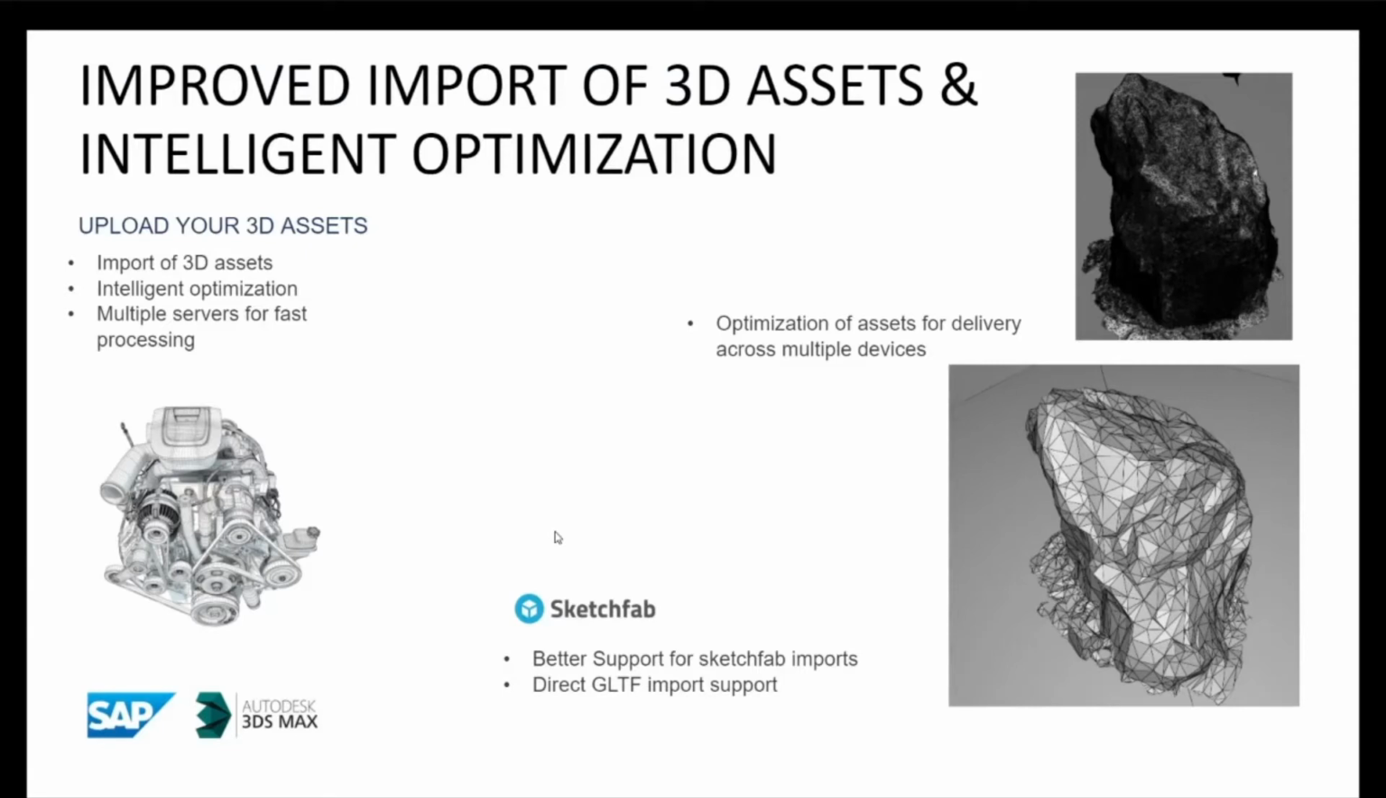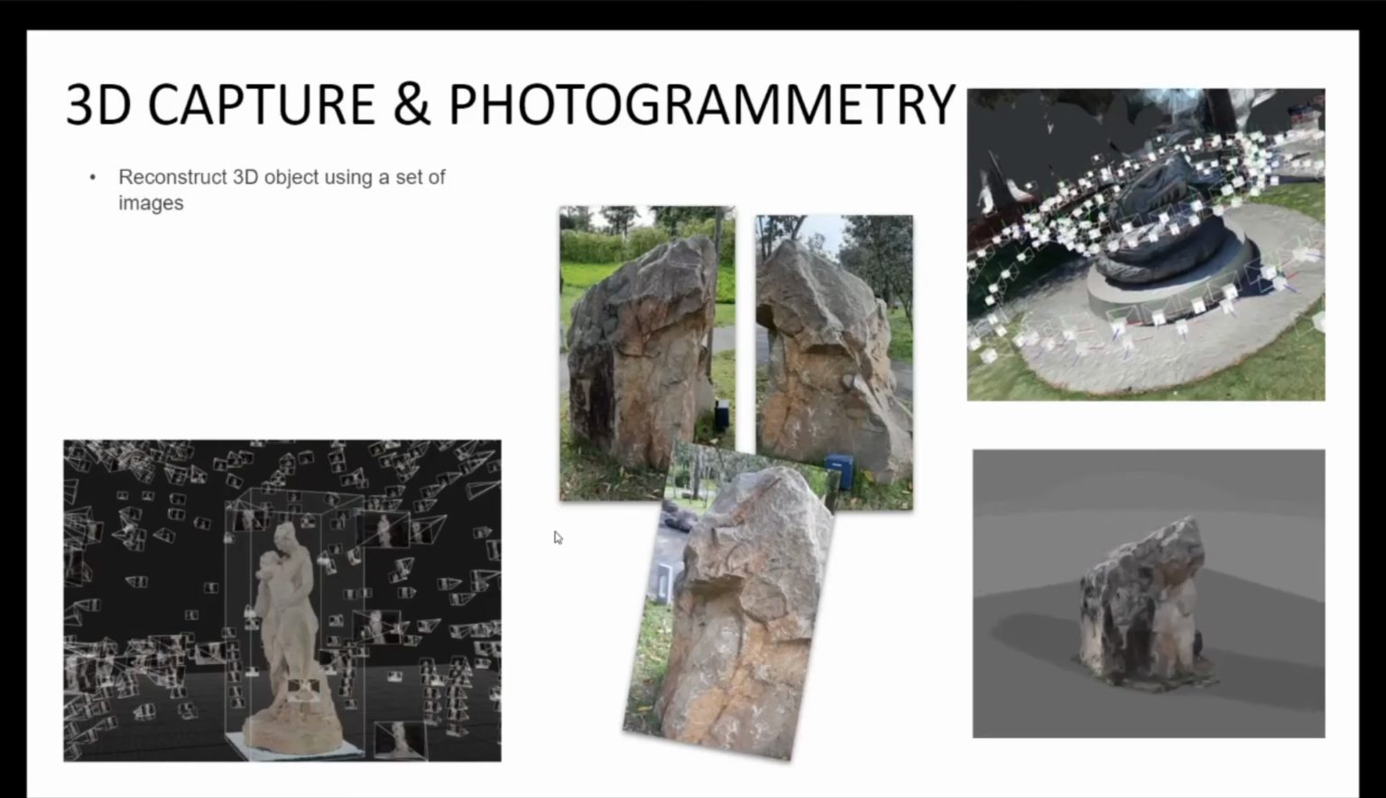So first we'll talk about the importing of 3D assets. Through the use of SAP and 3ds Max from Autodesk, such tools allow you to easily import all the 3D assets. Also optimizing the 3D assets so that we have better polygon reduction and better delivery to multiple devices. Better support for 3D assets from sites like Sketchfab, and the ability to import and use glTF objects straight into the platform.